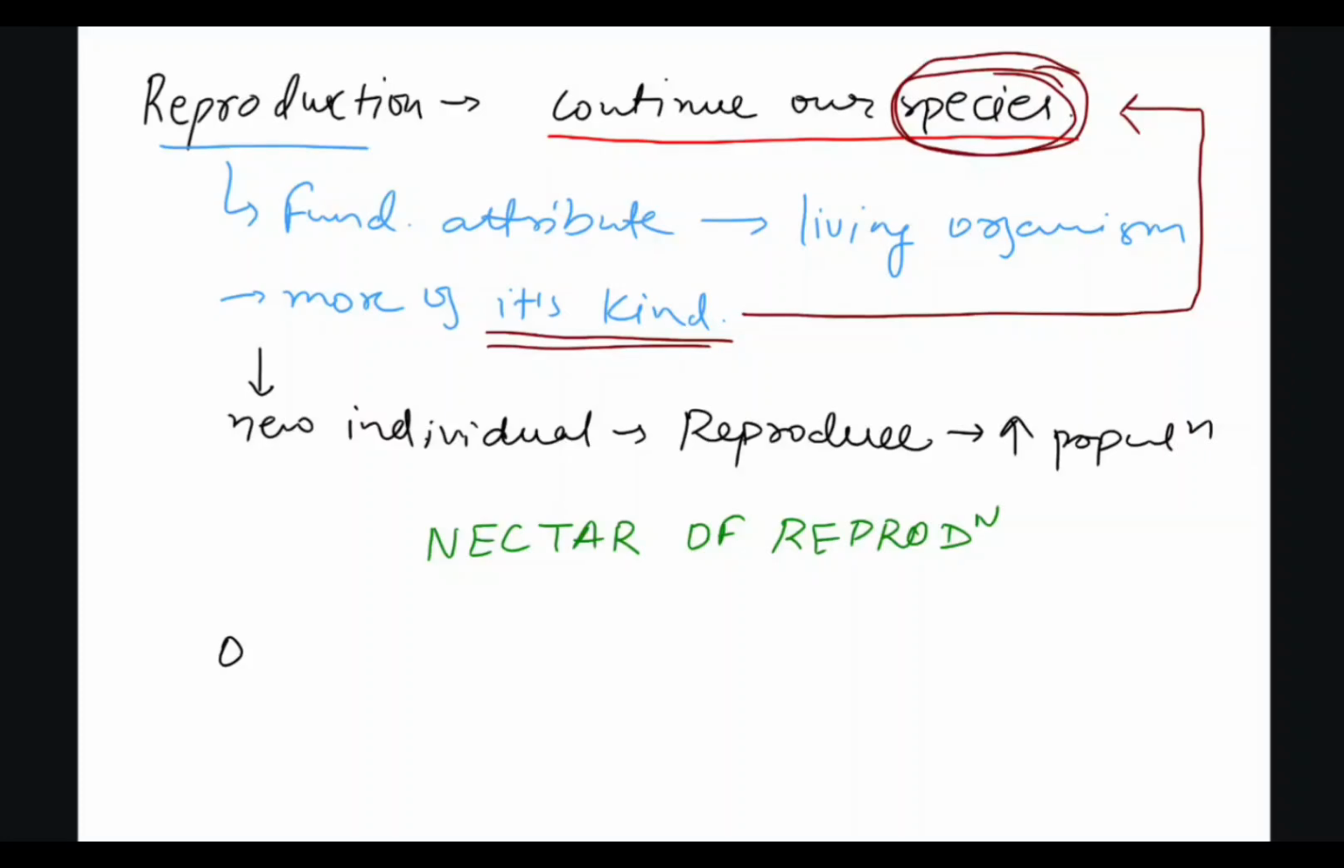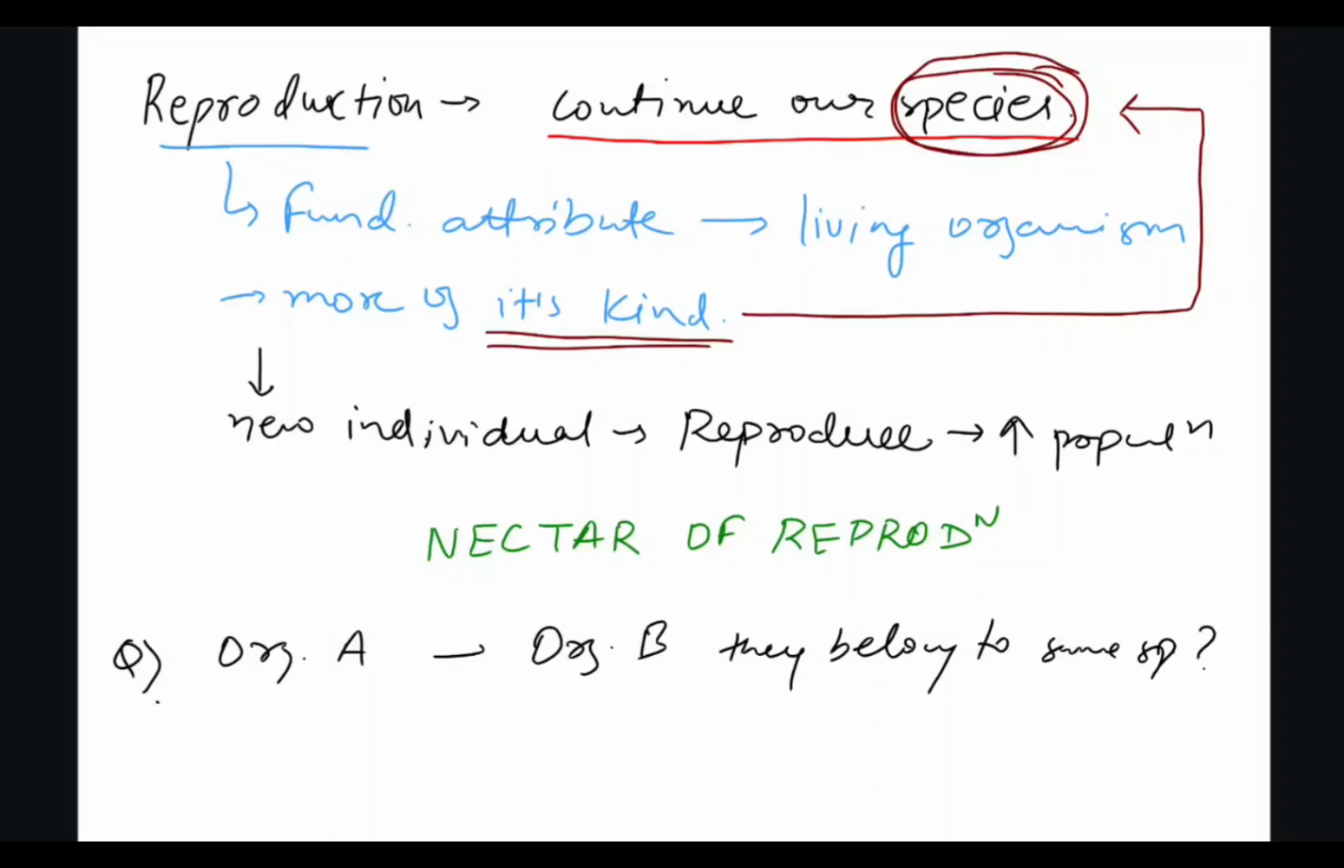Say there is an organism A and then there is organism B, right? So how do we know that they belong to the same species or not, right? That is the question. So how would we know, right?